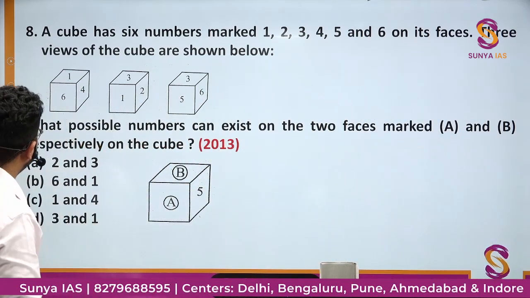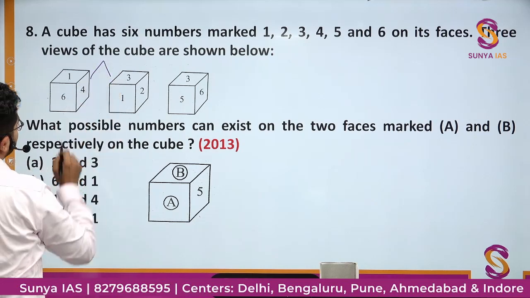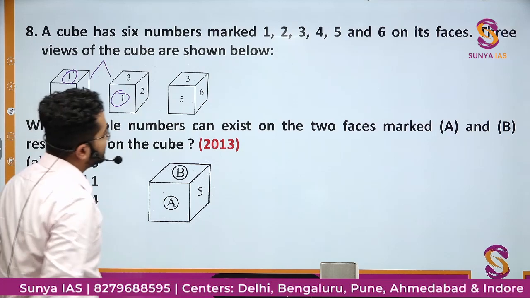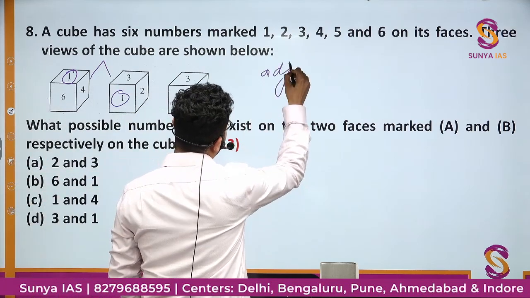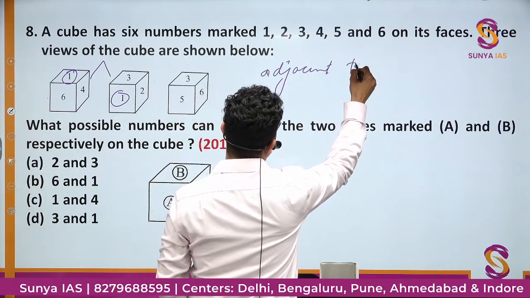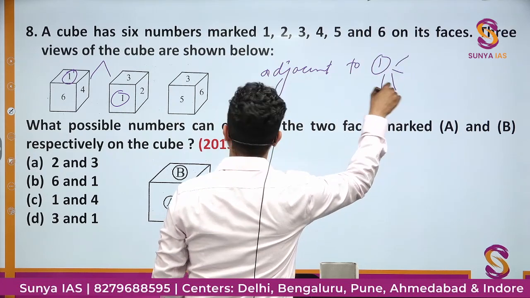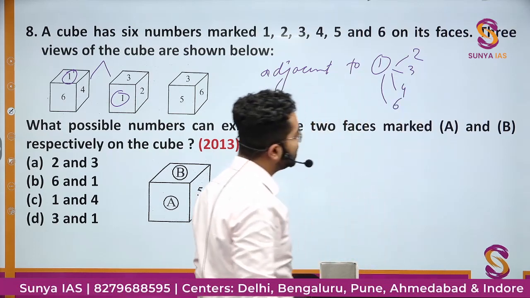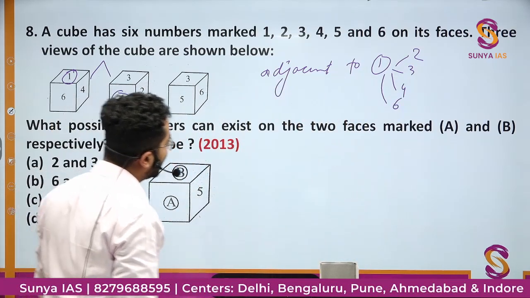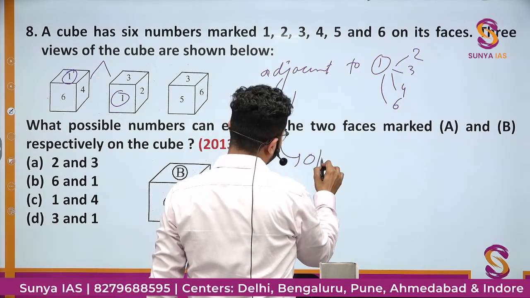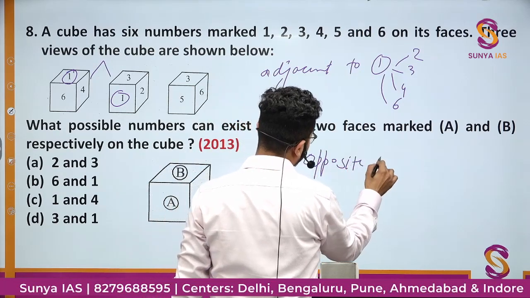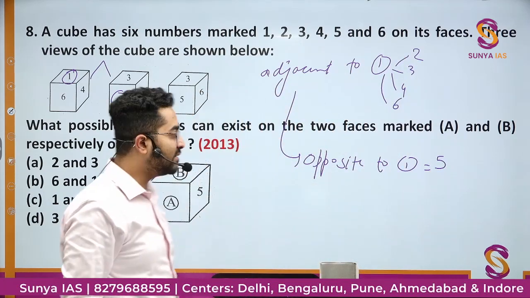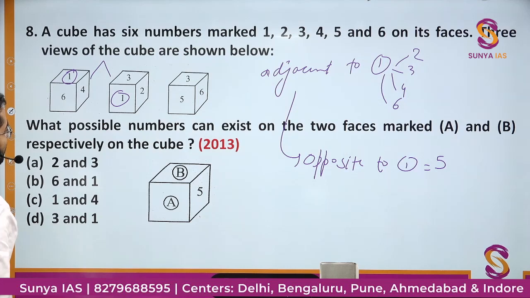If we compare these 2 cubes, one face is common and these 4 faces are different, then from here we can find adjacent to 1 would be 2, 3, 4, 6. Then which face is opposite to 1? Only 5 is remaining here. So obviously opposite to 1 will be 5.